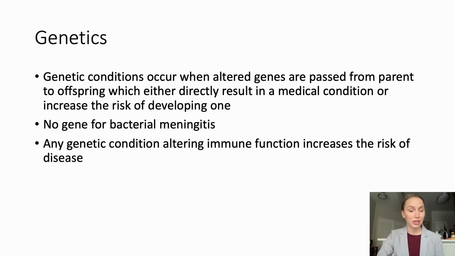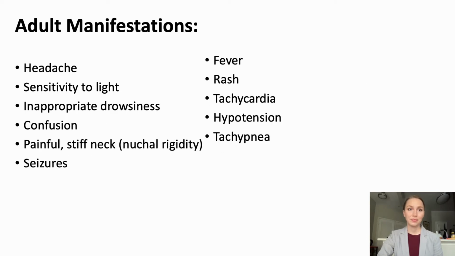Genetic conditions are conditions that occur when an altered gene is passed from parent to offspring, either directly resulting in a medical condition or increasing the risk of developing that specific medical condition. By that definition, bacterial meningitis is not a genetic condition. However, any genetic condition that alters the immune function increases the risk of contracting bacterial meningitis.